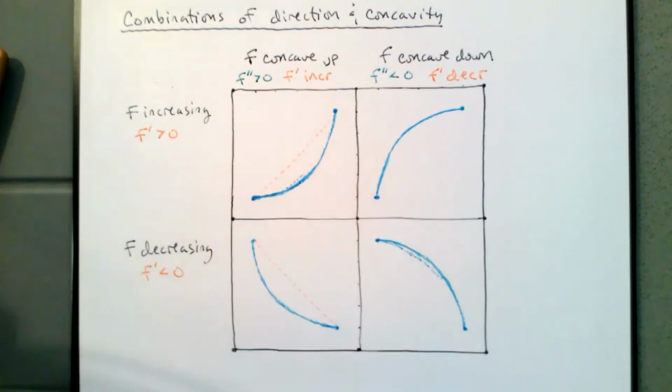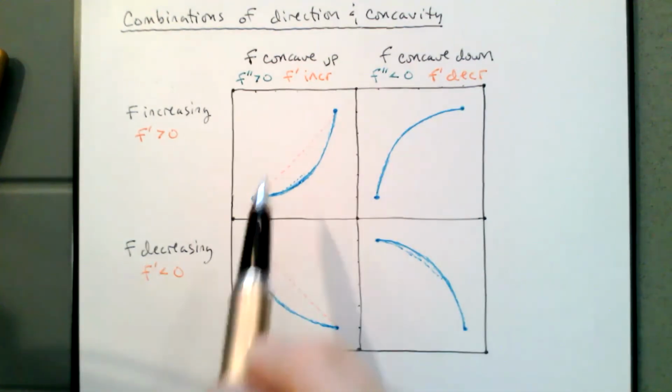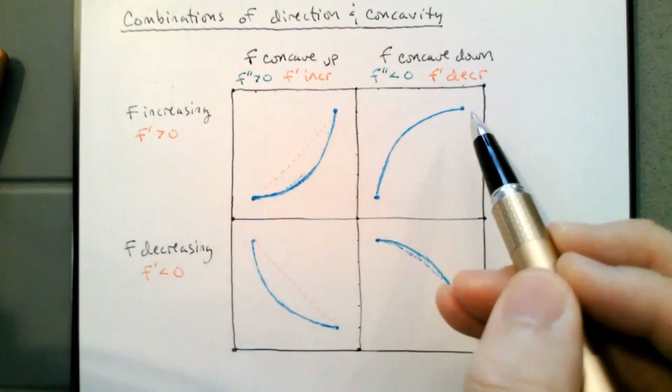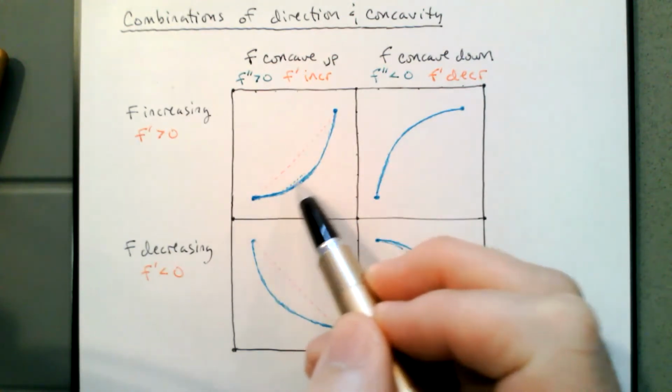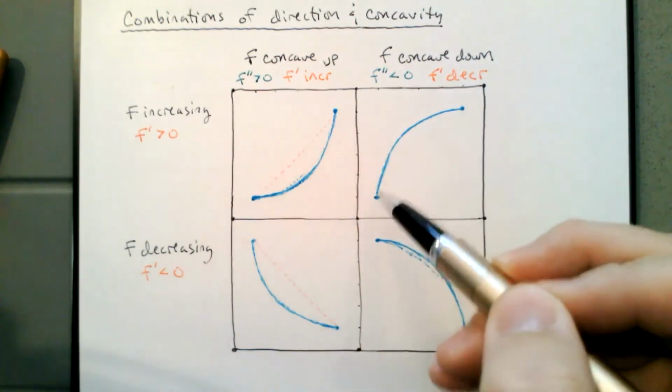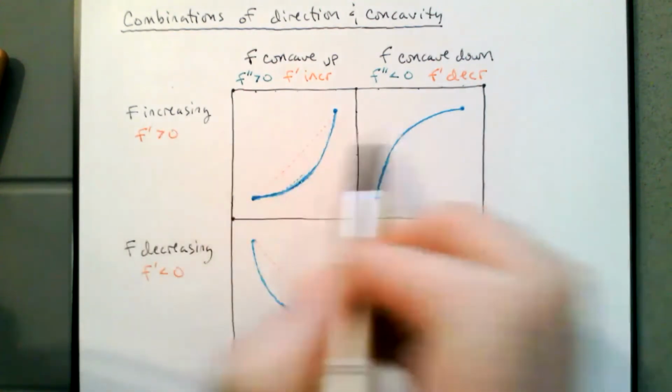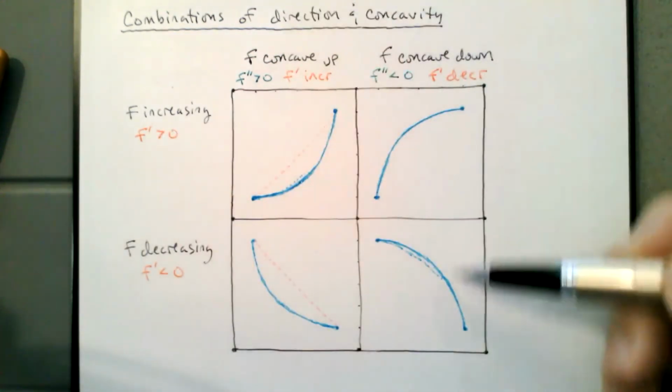Is that still the same function? F is still increasing, is that correct, both of them? Yeah, in both of these functions, F is increasing. That's confusing. But an increasing function can be concave up or concave down. So in both cases, the function is increasing. In this first column, F is concave up, but in the second column, we're increasing and concave down. Right, because this first row is all increasing. First column is concave up, the second column is concave down.